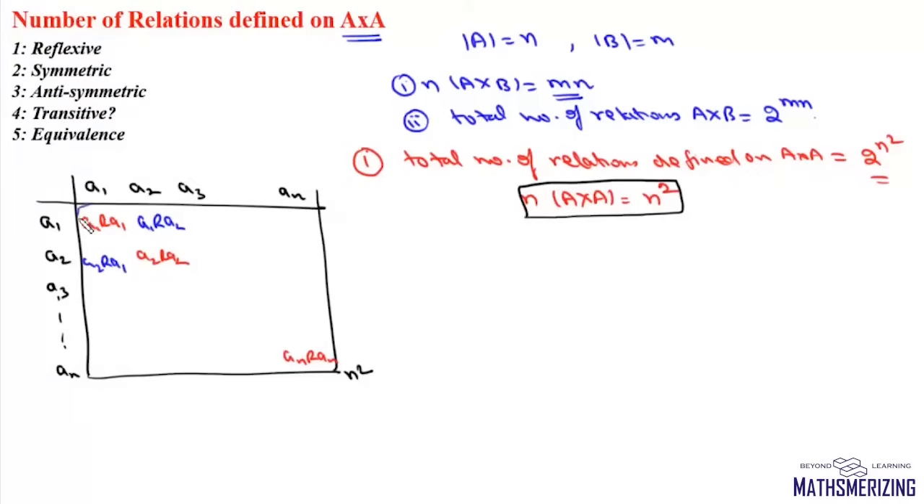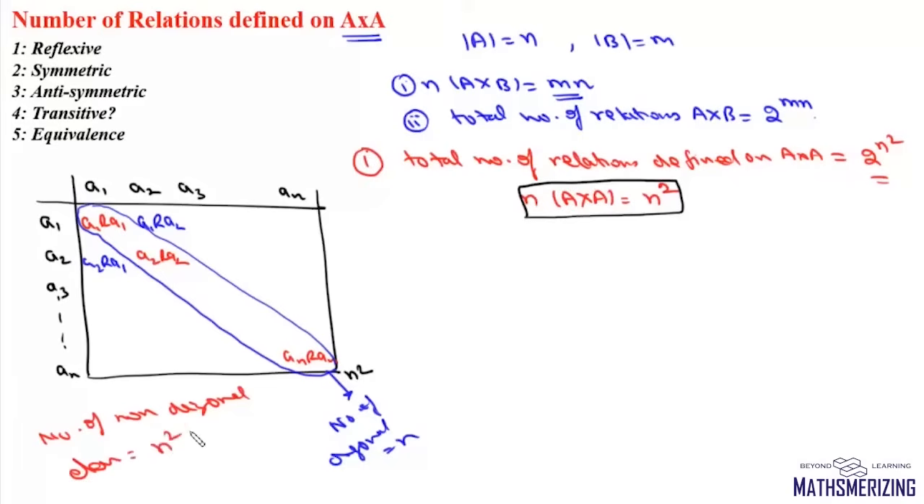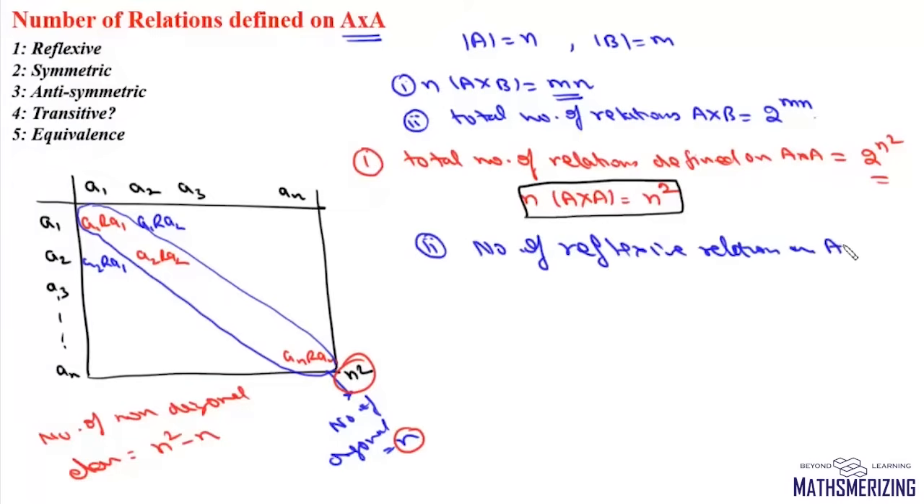Now how many diagonal elements are there? So are these n square elements? Total number of diagonal elements is simply n. Then number of non-diagonal elements will be n square minus n, which is the number of diagonal elements. So we have total n square elements, out of which n elements are diagonal elements and the remaining elements are n square minus n elements. Now we'll find number of reflexive relations on A cross A.